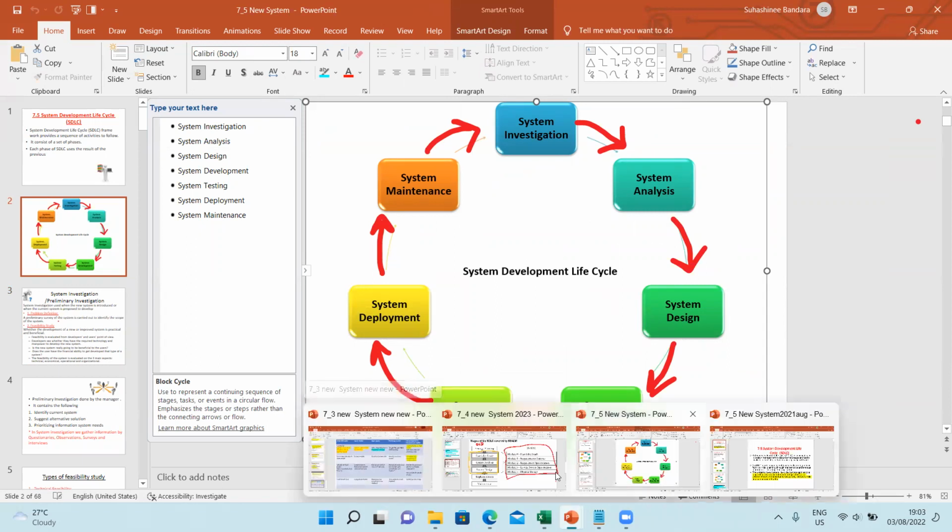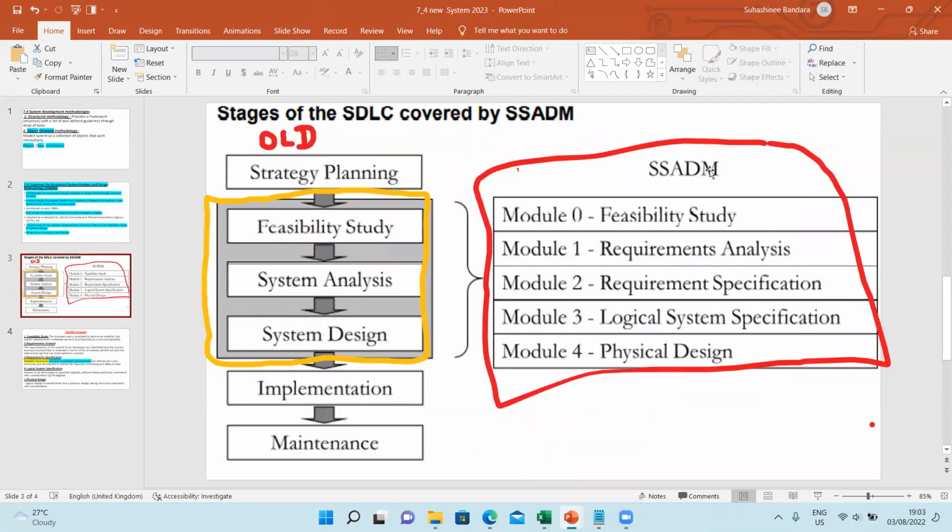But if you get some question about what are the main parts of the structured system analysis and design, then you have this part, and the feasibility studies, analysis, and design are focused from the life cycle. You have to mention that.